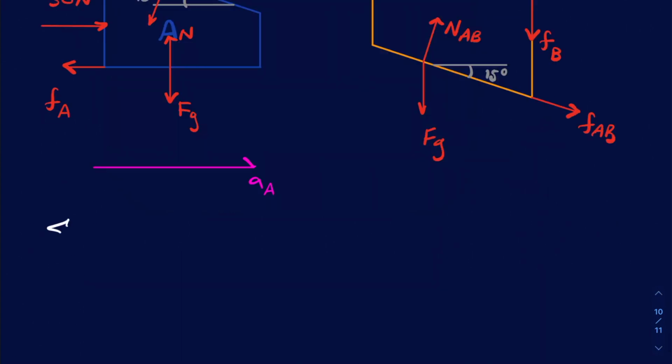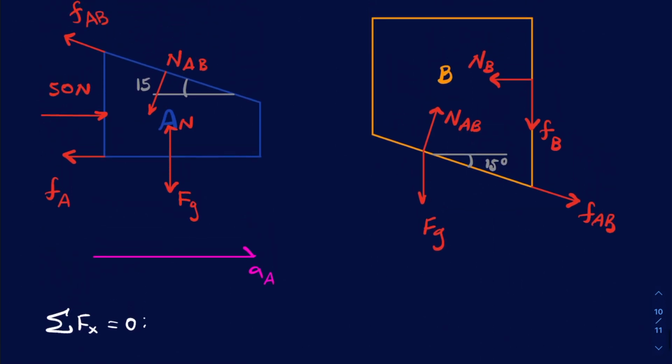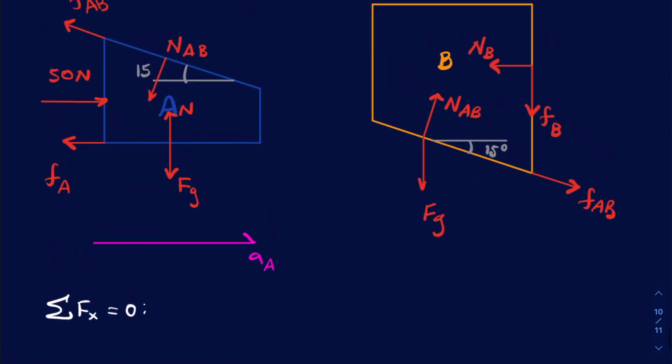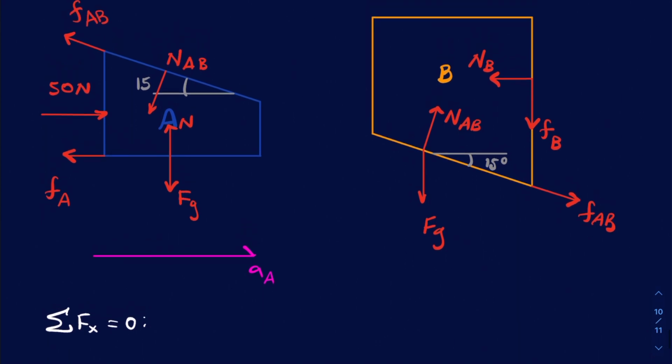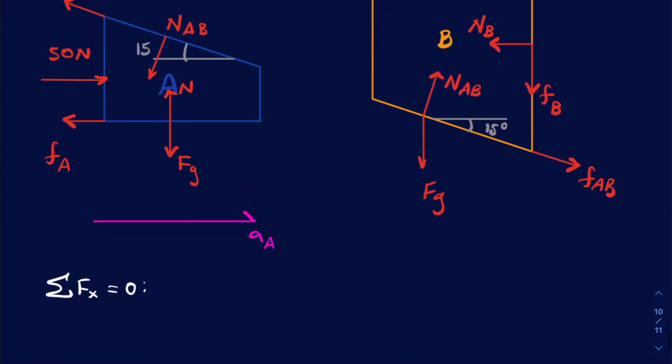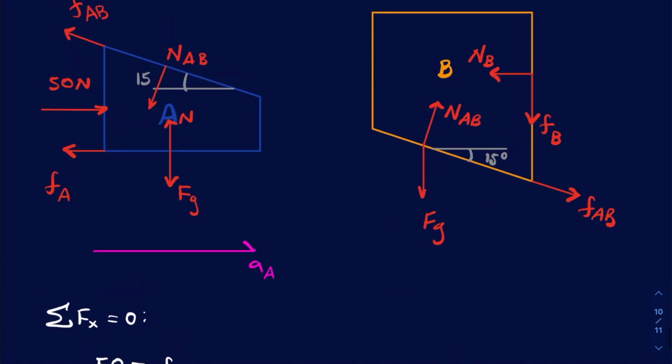So in the x direction, for block A, we can start off with the x direction. So the first force we have is the 50 Newton force, and this is acting in the positive x direction. Then we have the friction force of A and the horizontal surface, which is acting in the negative x direction. Now also in the x direction, we have FAB and NAB, except these forces aren't acting exactly in the x direction. They're acting at an angle.